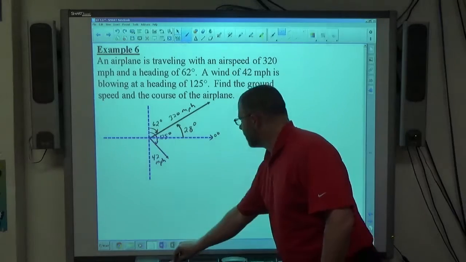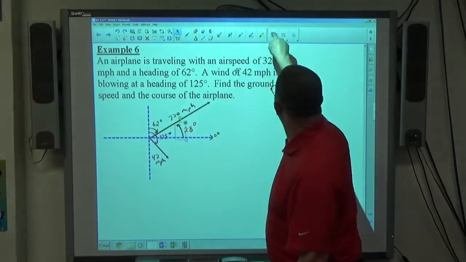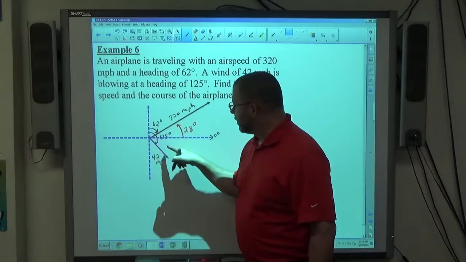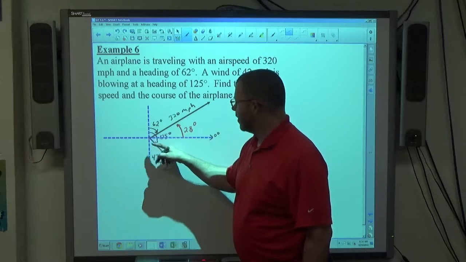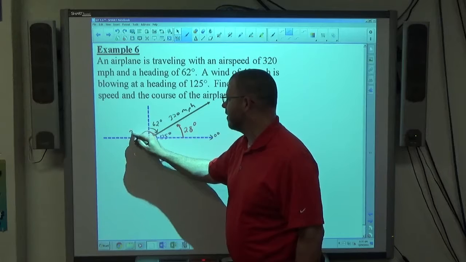I'm going to use a different color here too. Let's go red, so we can see where the original stuff comes from. Looking at this vector, if that's 90 degrees, this is 35 degrees right in here, which means if I go around this way, this is going to be 325 degrees.